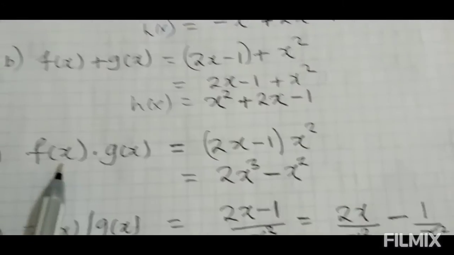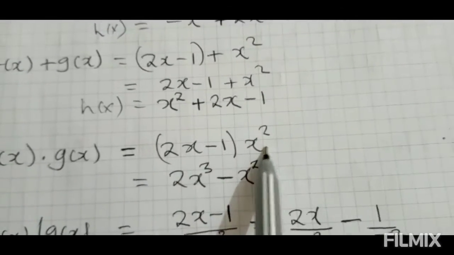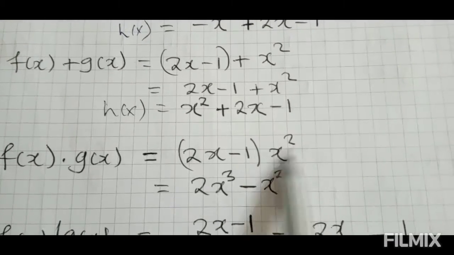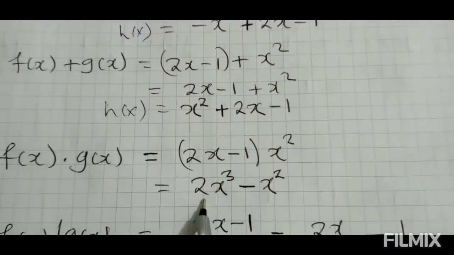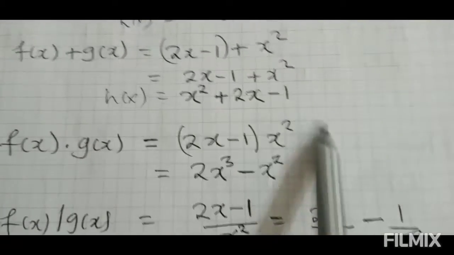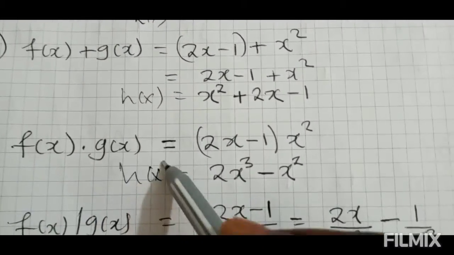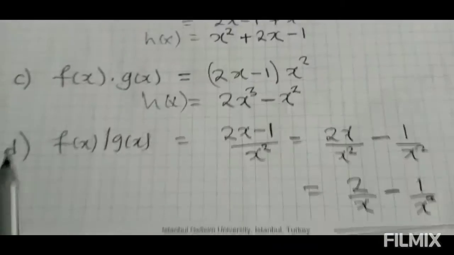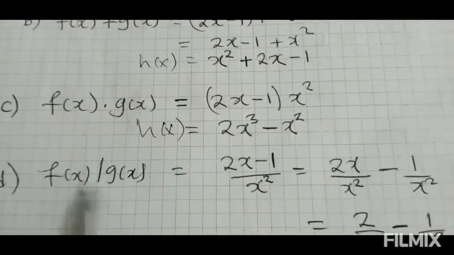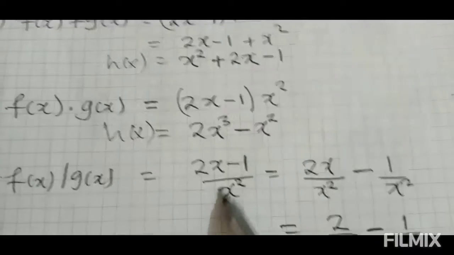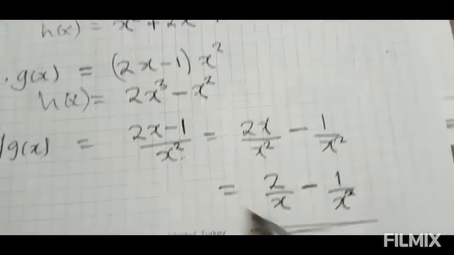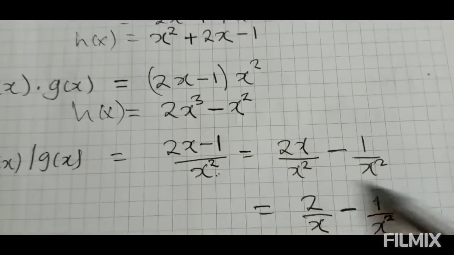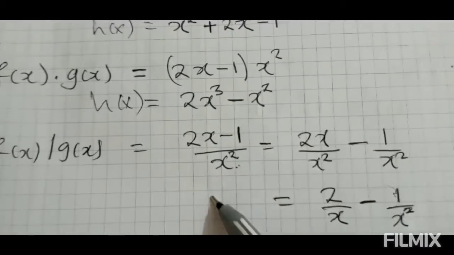So f of x multiplied by g of x, so we get f of x. We multiply with g of x, then we distribute. This one becomes 2x cubed minus x squared, and this gives us a cubic function. And then we can likewise divide. We just get f of x over g of x, and then simplify it to this form. So this one is also a single function, so we can add, divide, subtract, and multiply functions.